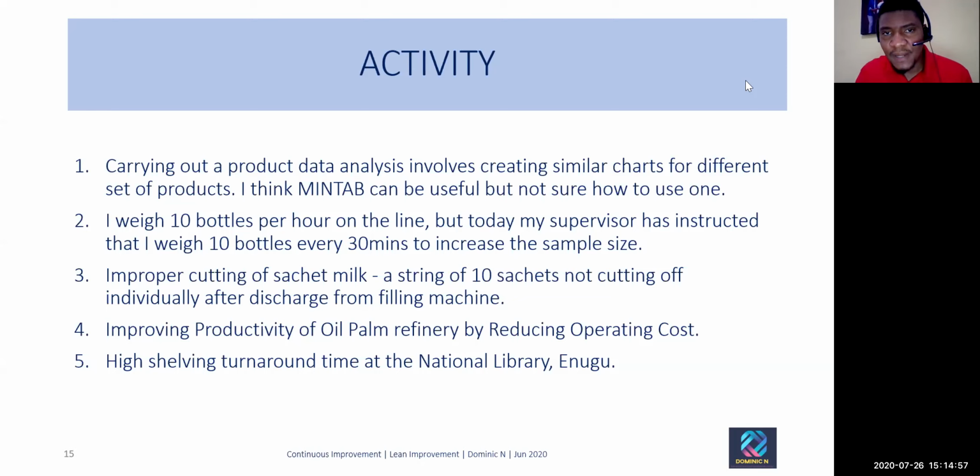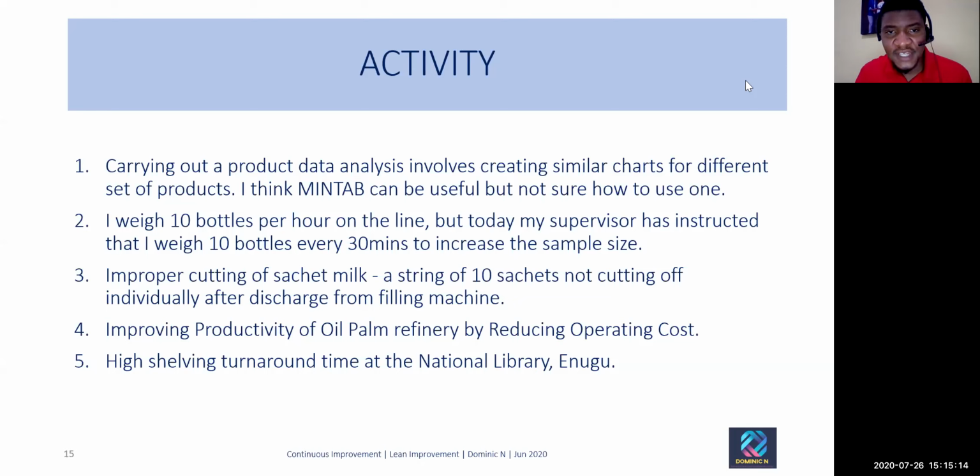I weigh 10 bottles per hour on the line, but today my supervisor has instructed that I weigh 10 bottles every 30 minutes to increase the sample size. What approach do you think we should use here? Okay, I need your answer in the comment box also.